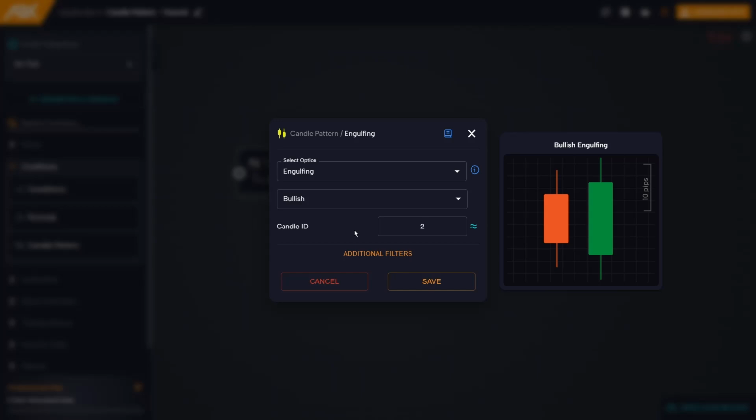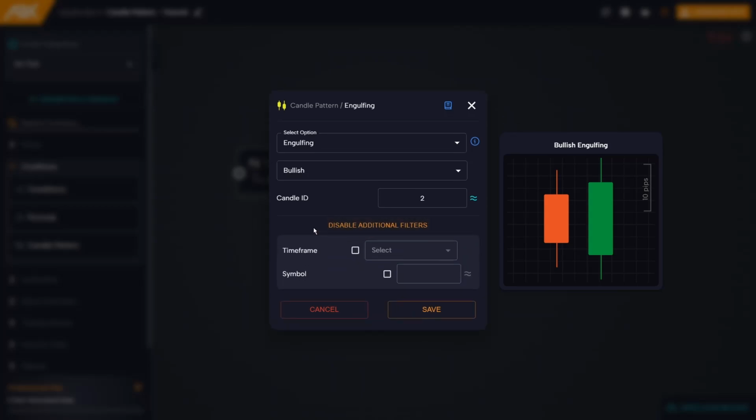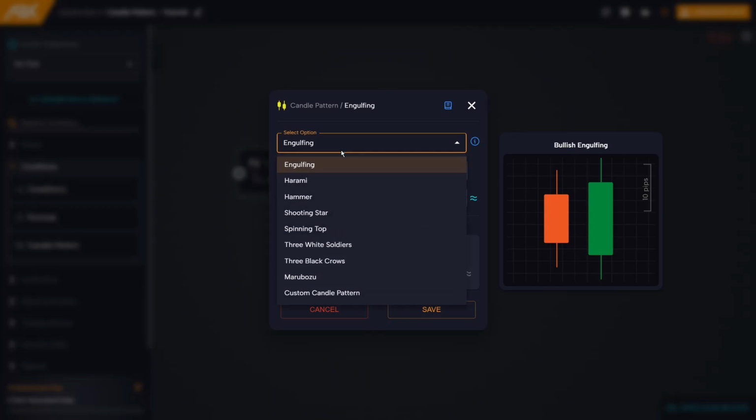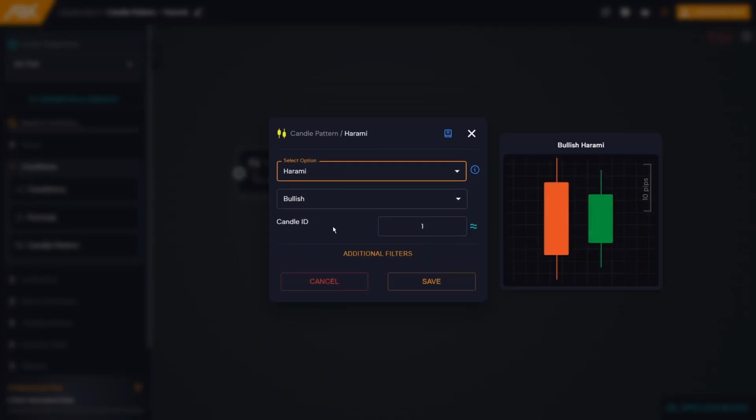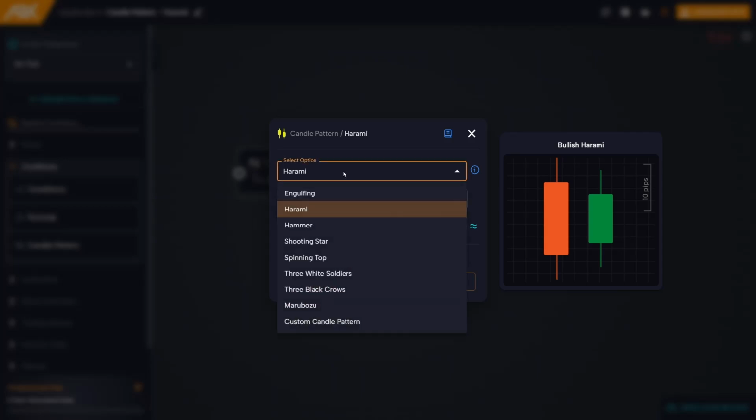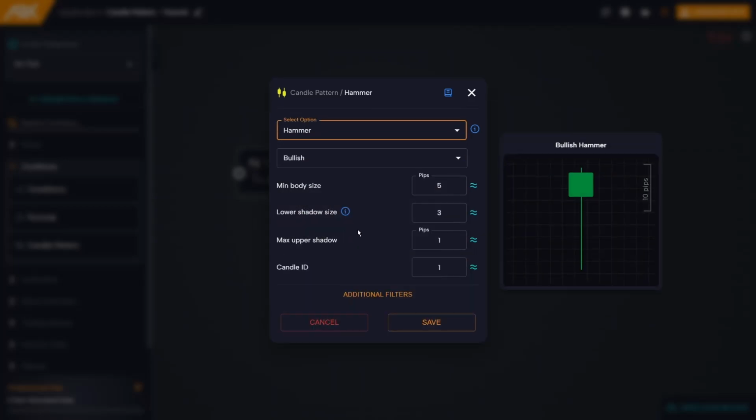As always, by clicking on Additional Filter, we have the possibility to filter our pattern using timeframe and symbol. If instead we continue and select another option, in this case, harem, we find the same configuration as engulfing, therefore, the same functioning. Let's continue the tutorial by exploring patterns with more complex configurations, such as the hammer.